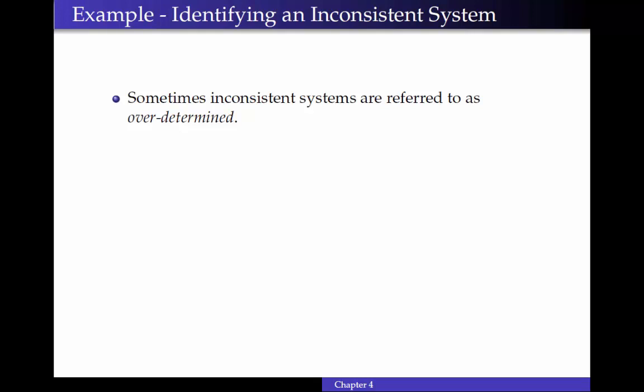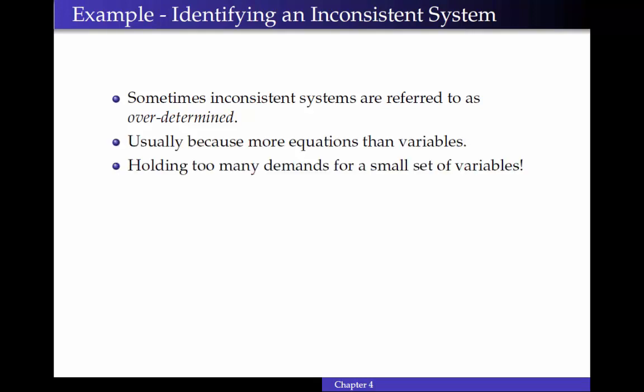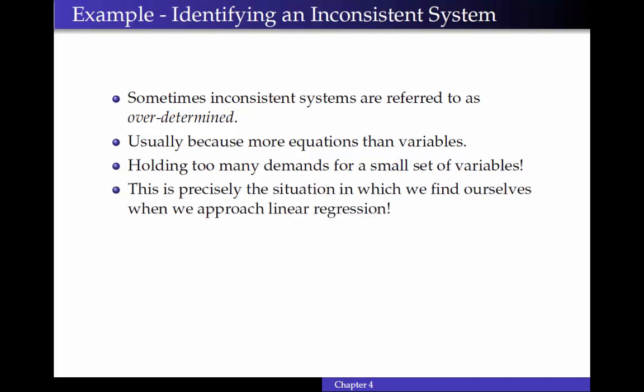So sometimes inconsistent systems are referred to as overdetermined. This is usually because there's more equations than variables. It's like holding too many demands for such a small set of variables. So this is precisely the situation we find ourselves in when we approach linear regression. Because we have so many observations, we can't demand that all those observations lie on the same line. There simply won't be a line that fits them perfectly.